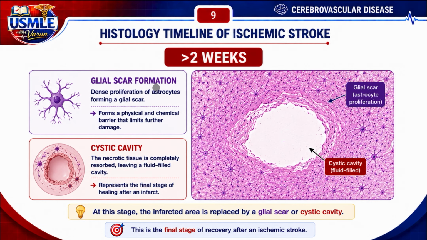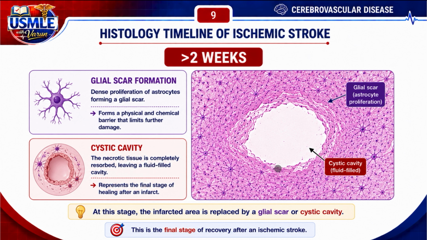At greater than 2 weeks, eventually a glial scar starts forming. The damaged area may become a cystic cavity eventually. This is the final stage of infarct healing. Glial scar formation is characterized by dense proliferation of astrocytes forming a glial scar, which forms a physical and chemical barrier that limits further damage.